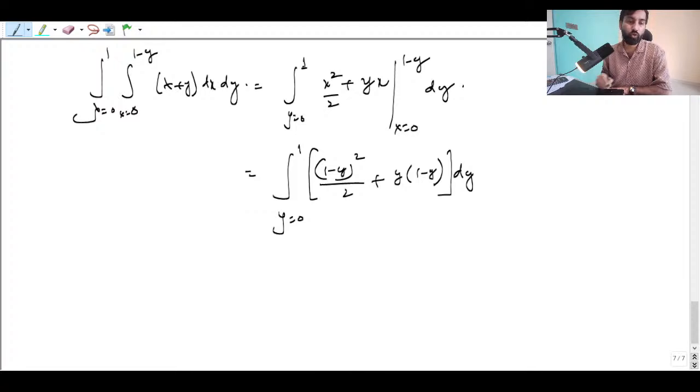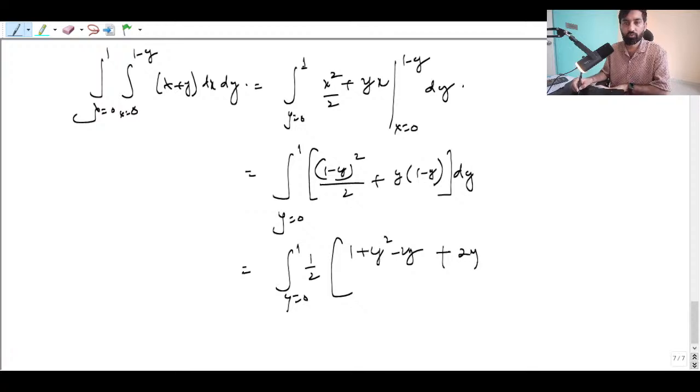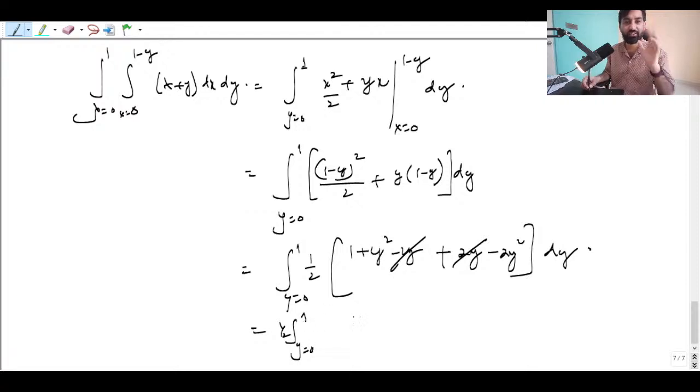So then how to solve this guy, right? You can take 1 by 2 here, y equal to 0 to 1, by 2. So this is 1 plus y square minus 2y plus 2y minus 2y square, right? You can take 1 by 2 common directly from here. So you will see that something is cancelling, this will cancel. 1 by 2 you can take out. Many people will get stuck here itself, right? So (1 minus y square) dy.